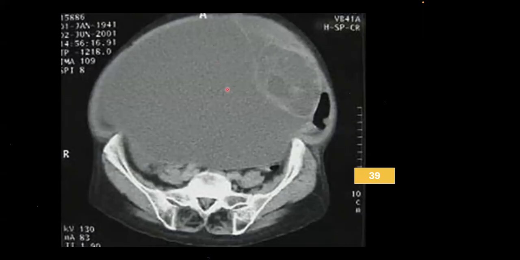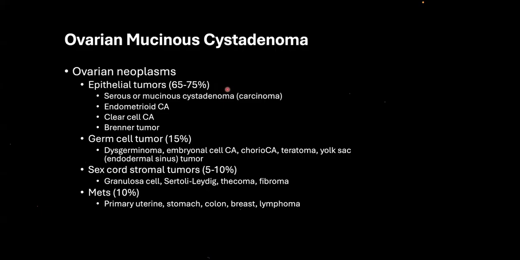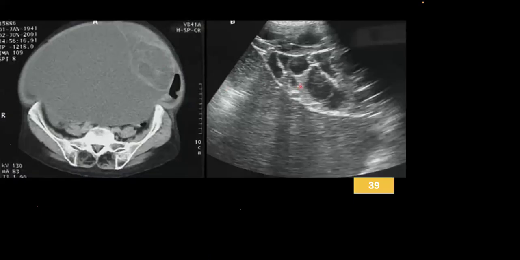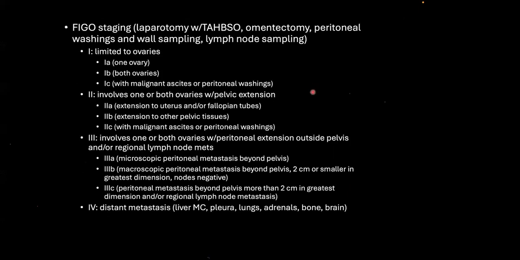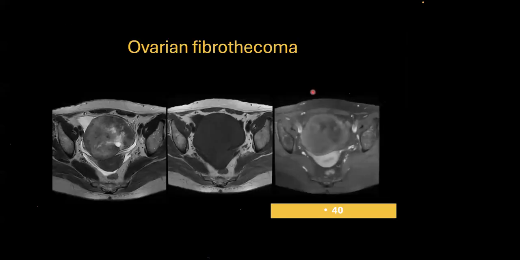Okay, so this is a mucinous ovarian cystadenoma. We can very well see the mucinous echoes on ultrasound. Okay, you have to be well versed with the FIGO staging. And this was an ovarian fibrothecoma. Okay, ovaries we cannot see properly.